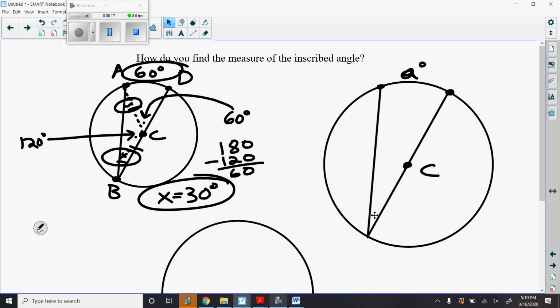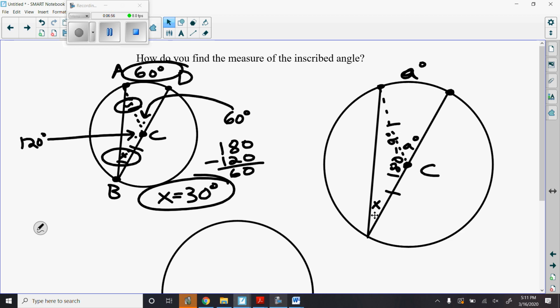So we're going to prove this the same way. I know that this angle right here has to be A degrees. I know that this angle here has to be 180 minus A degrees, because those two angles are always supplementary. So if that angle is 180 minus A, I know that these two things are congruent because they're radii again.